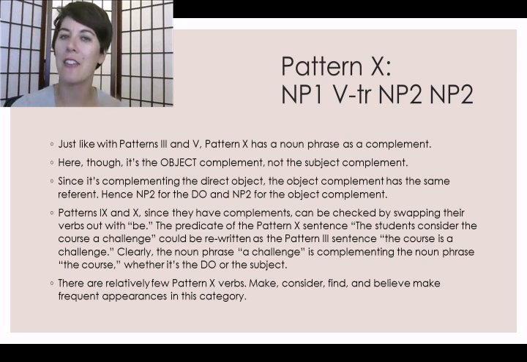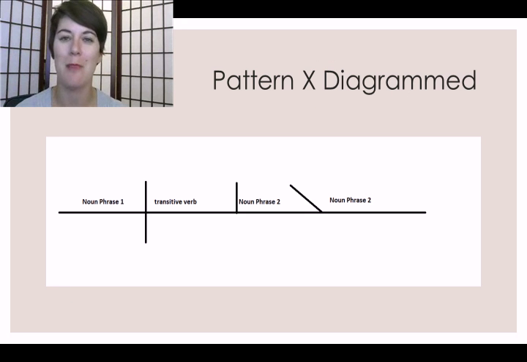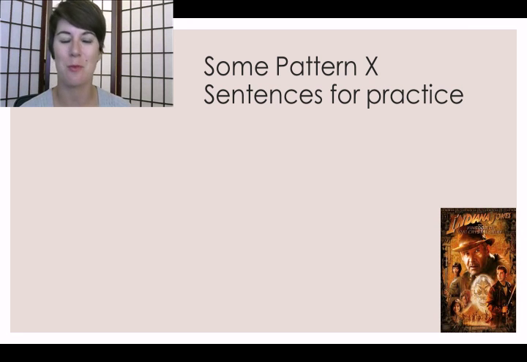And the diagram for pattern 10 looks about as you might expect it to. NP1 in the subject slot, transitive verb, NP2 in the direct object slot, and NP2 with the same old referent in the object complement slot, slanting towards the thing it's complementing, which is, of course, the direct object. And we have a few sentences for practice.